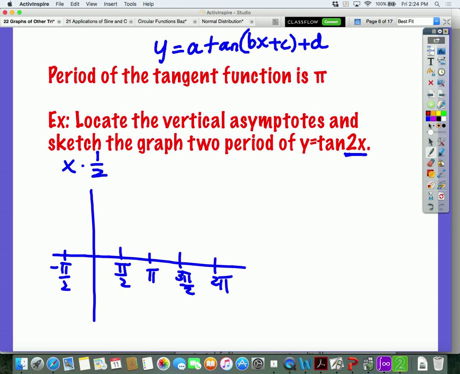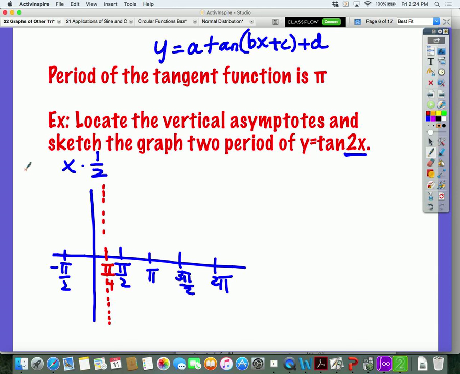So it's going to be every 1/4. How can I represent that? You're right, it is going to be pi over 4 now. So every pi after pi over 4, is that what you're trying to say? Okay. So my next asymptote was at 3 pi over 2.